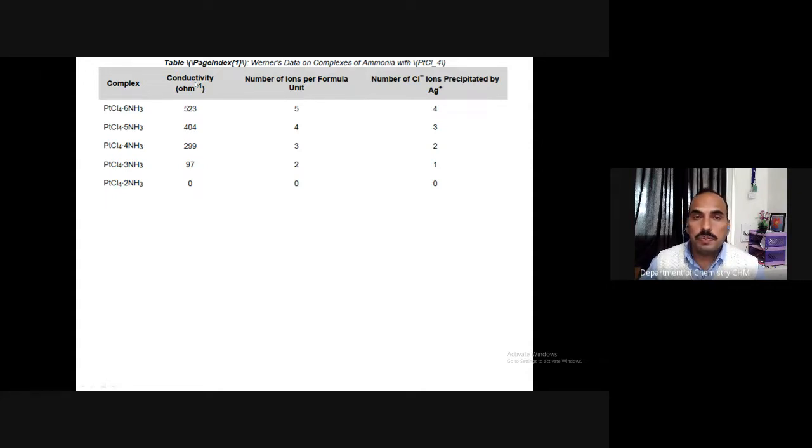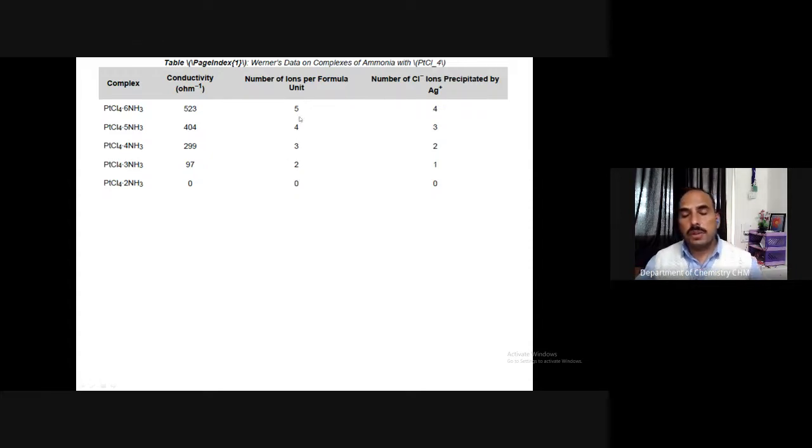If you come to the lab, we'll ask you to check the conductivity of a particular metal complex or salt to find out how many ions are there. If there is no conductivity, that means there is no ion. However, if the conductivity is around 100 in the molar conductivity units, we say there are two ions. If there are around 300, that means three ions, or 400, around four ions. If 500, that means around five ions are there. That is the number of ions per formula unit. So that was one of the experiments, the conductivity experiment, done by Alfred Werner.